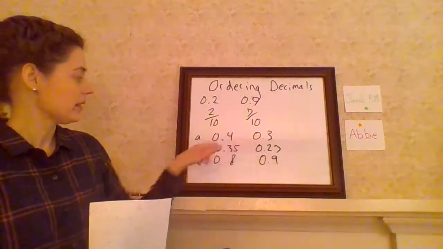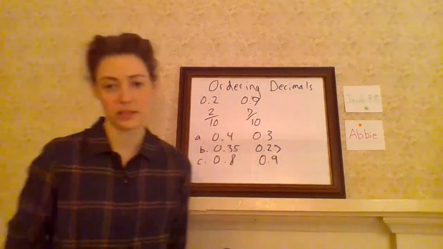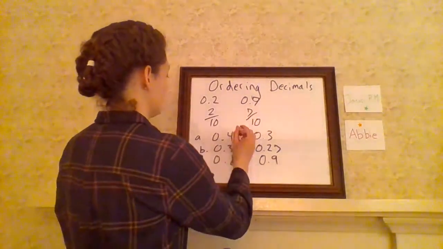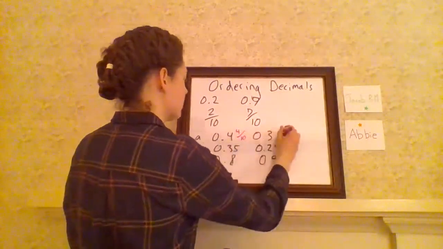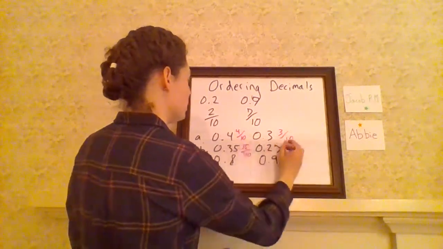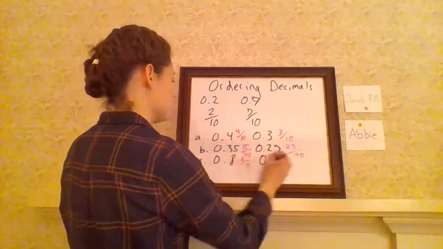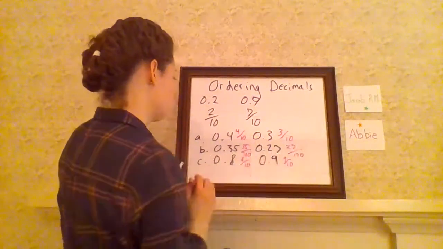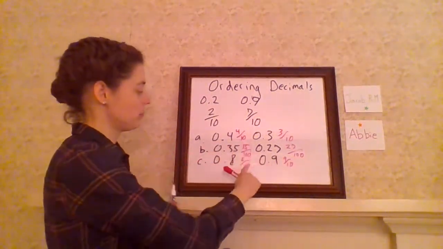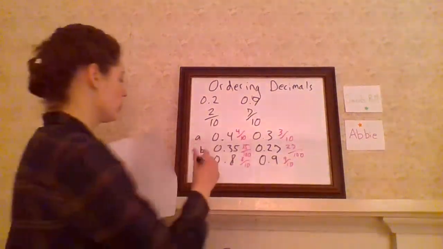As I'm doing these, I can see which is bigger, but you can also be thinking of which one is larger based on their relevant fraction. So let's throw those in there for a second. This would be 4/10, 3/10, 35 over 100, 27 over 100, 8/10, or 9/10. Okay, so we can see which ones are bigger based on comparing decimals or based on comparing the fractions. Let's try one more.